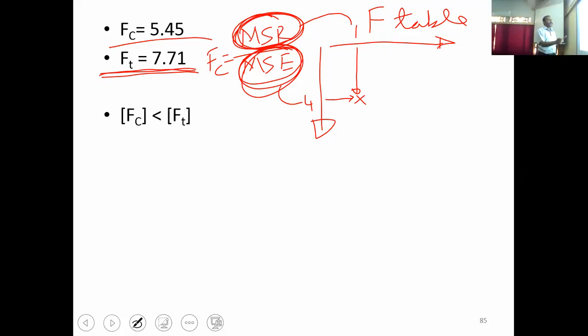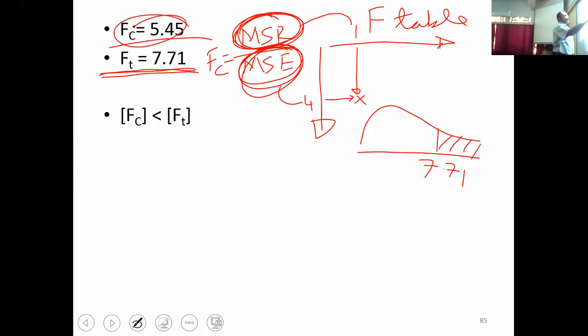What is our conclusion here? If you look at the F distribution, this table value is 7.71. So this is the rejecting region. What can you say? The calculated value is much smaller. It is somewhere there. It is smaller than the table value. So we do not reject our null hypothesis.